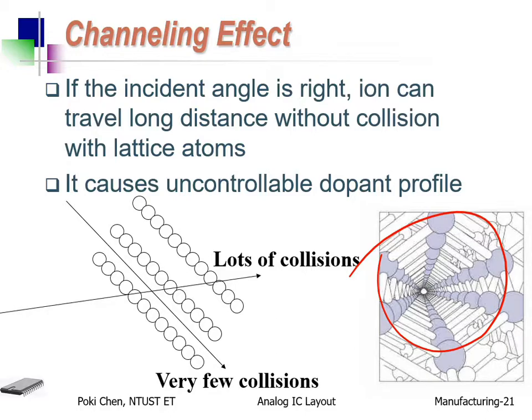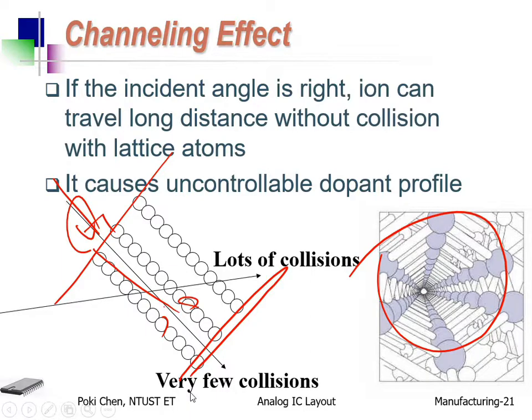Okay? So, perpendicularly implant your ions on the silicon wafer. It doesn't make any sense. Just like this. This is a wafer surface. Okay? Perpendicular implantation doesn't make any sense. Because it is hard for your ions to hit any of the atoms. It just penetrates from the top to the bottom. That's it. Say goodbye. Alright.